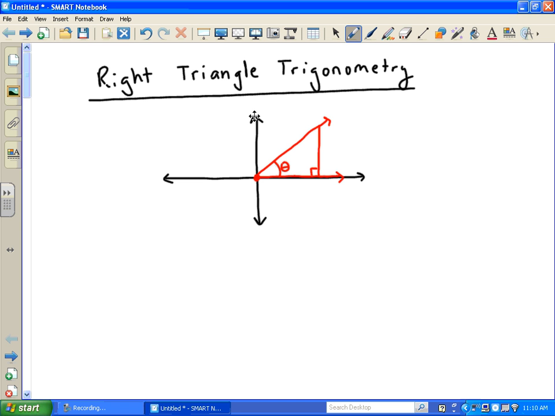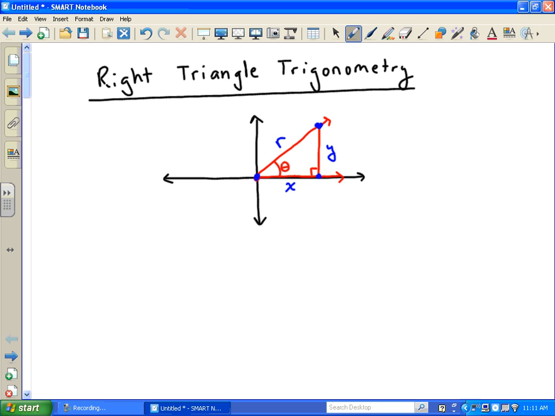From here, I will now label certain distances based off of this drawing. The distance from the origin out to the right angle we're going to call x. The distance from the right angle up to the terminal side, we're going to call y. And then the distance from the original point up to this particular point, we will call r. You're familiar with this labeling.